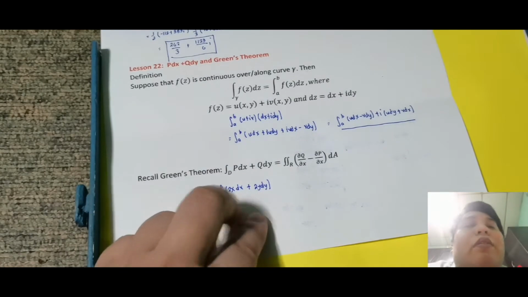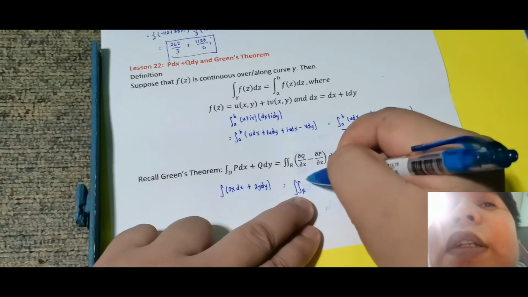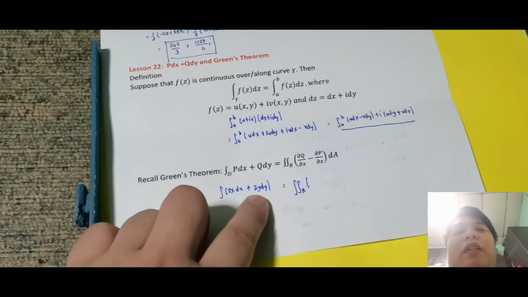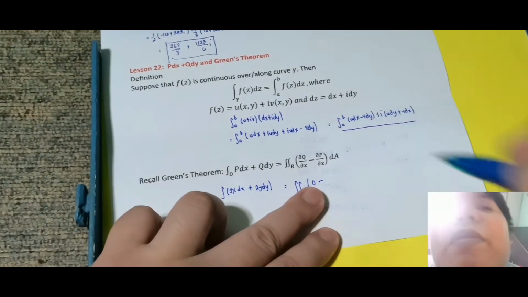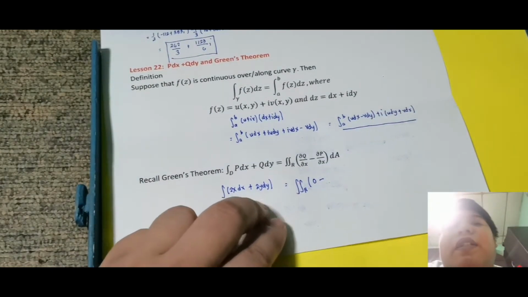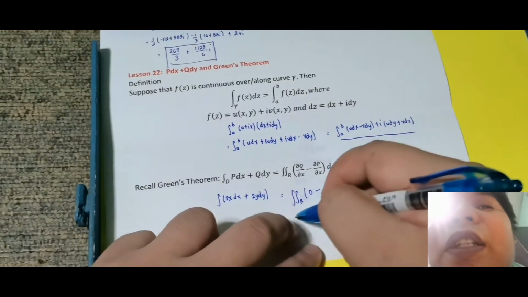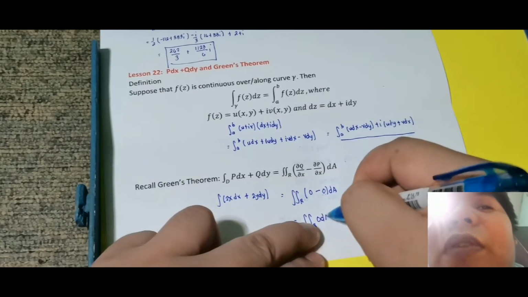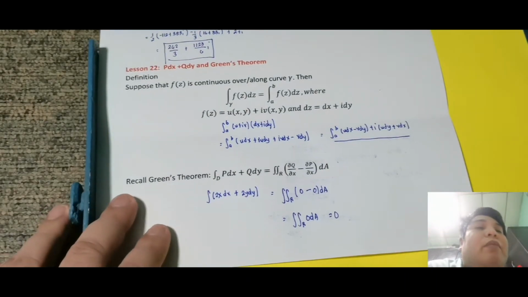So pag in-apply ko yung Green's Theorem, this is equal sa double integral, okay, along R nung partial of Q with respect sa x. So partial of Q with respect sa x, that is 0. Tama. Then partial of P with respect sa x is 0 din. Okay, so this is 0 dA. So nagkataon lang sa example ko. So therefore yung ating Green's Theorem diyan is 0 dA, which is 0. Nagkataon lang kasi given ko, hindi ko nabigyan ng maraming x. Pero ganun ang application niya.